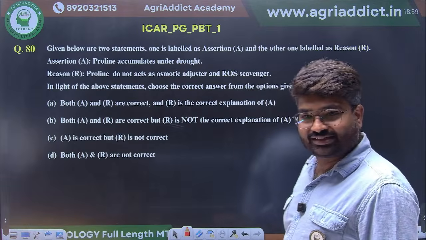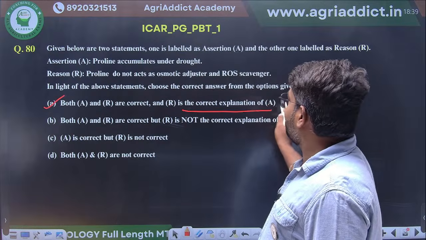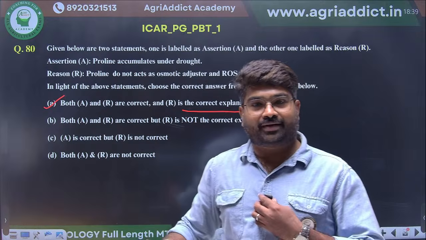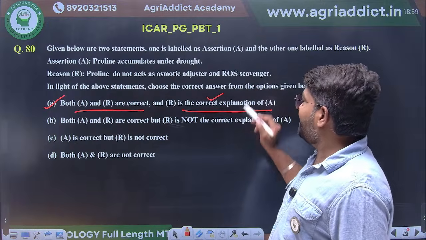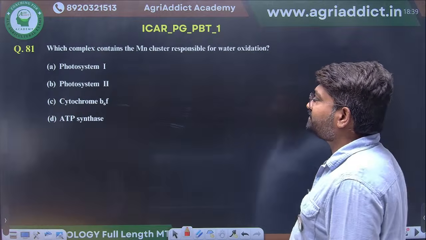Answer for this, students. Answer option A. Both A and R are correct and R is the correct explanation of A. Yes, we have already discussed this. Thank you, students. Next question.